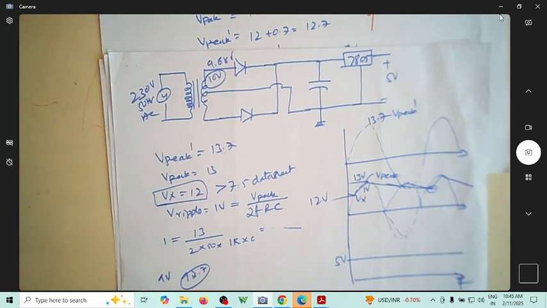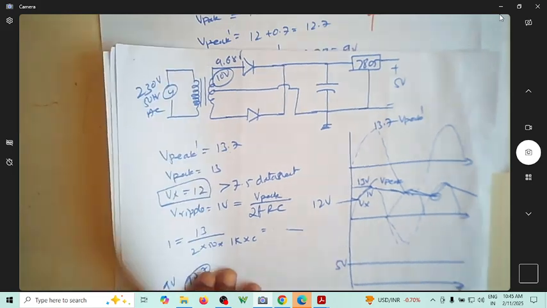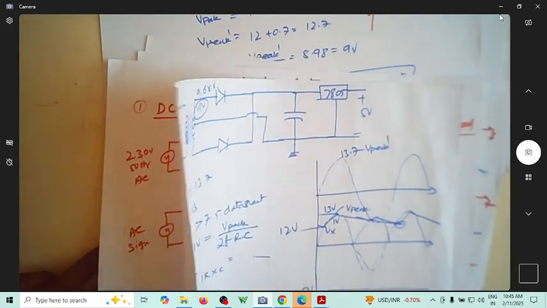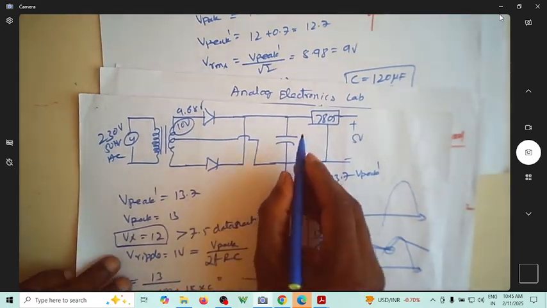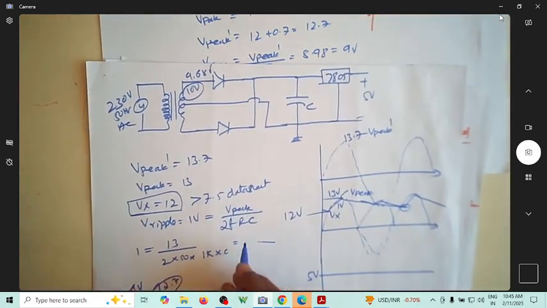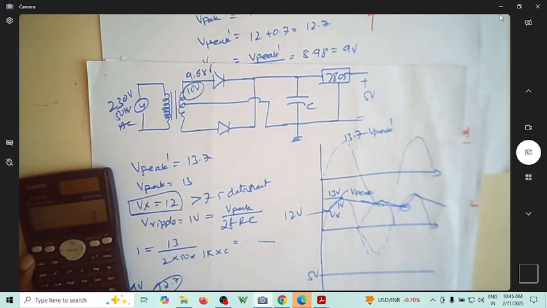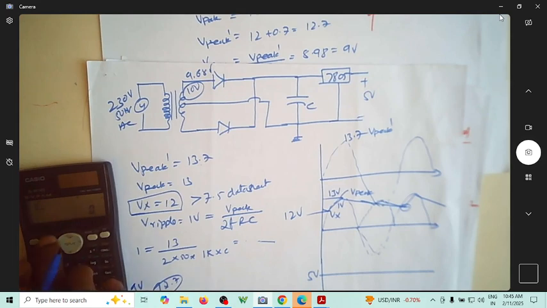So that's it about the power supply design. Then how to do line and load regulation, we'll see in the next part. So this is the value of C. Let me just find out the value of C also. For this particular case, it is 1 equals 13 divided by 2 into 50 into 1K into C.